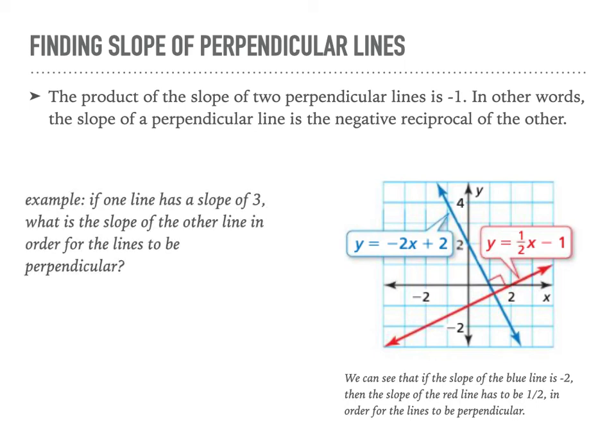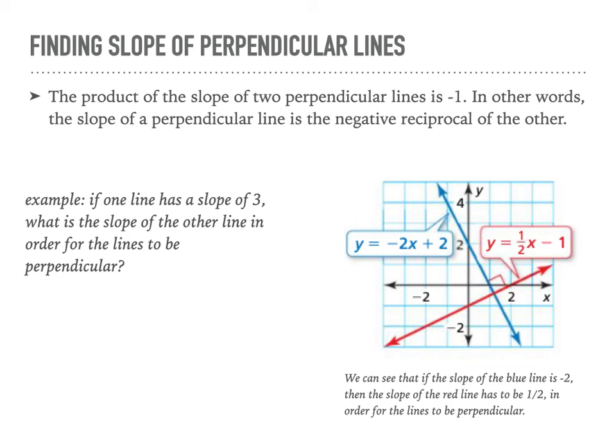Let's try another example. If one line has a slope of 3, what is the slope of the other line in order for the lines to be perpendicular? Before I move on to the answer, it is important to remember that the slope of one perpendicular line is a negative reciprocal of the other.